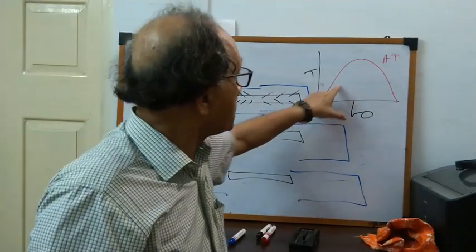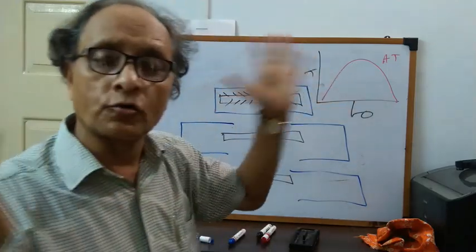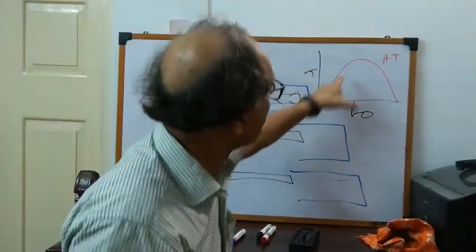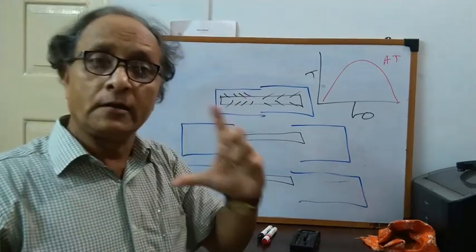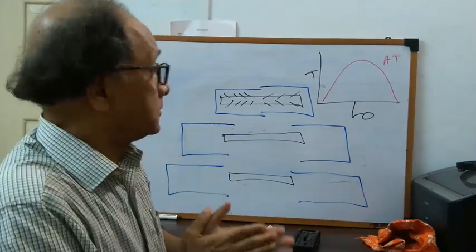Starling's law is only stating up to its domain. What is the domain of Starling's law? Within the ascending limb only. Within the physiological limit. That is Starling's law.